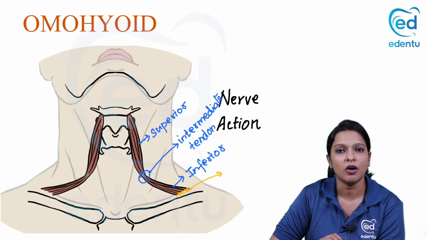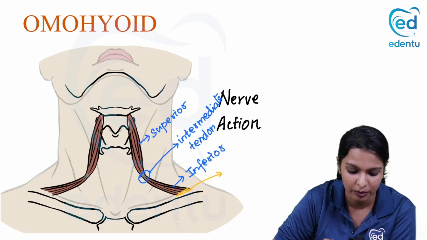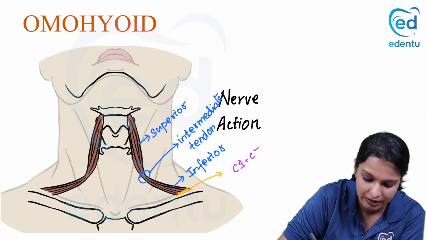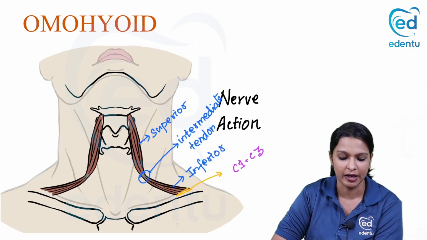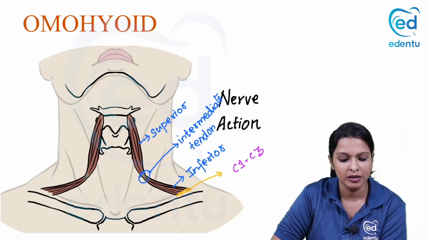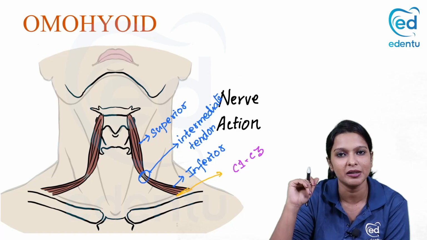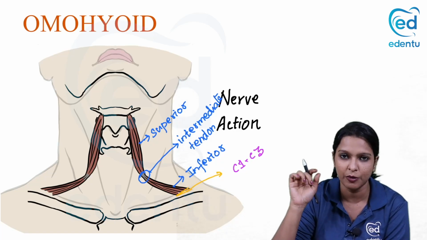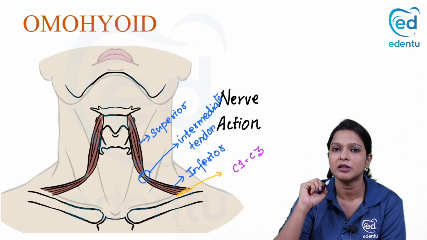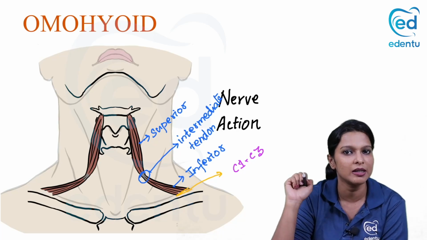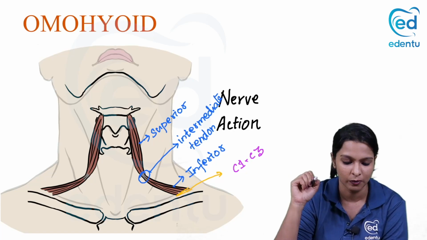So we've seen the origin and insertion of this muscle. What about its nerve supply? Once again it is from C1 to C3 through the ansa cervicalis. And what about its action? It is attaching to which bone? The hyoid. So this one also will depress the hyoid bone. So except for only one muscle, the sternothyroid, which will depress the thyroid cartilage, all the other three muscles will depress the hyoid bone.